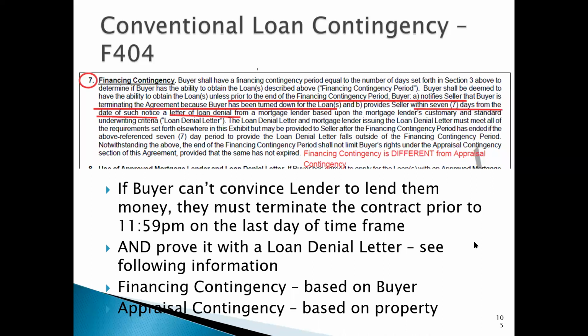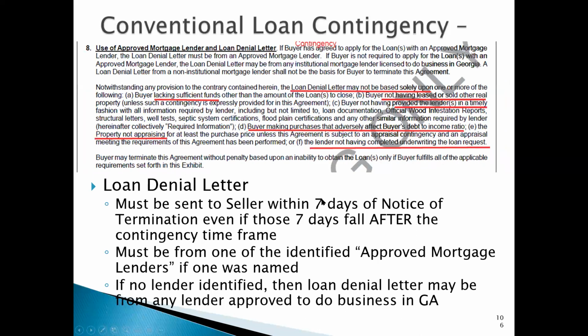How do you show proof? Great question. Here's the next. Let's go to the instructions. So here's the loan denial letter. So the proof is the loan denial letter. This is the proof. The proof is you must get a loan denial letter. It must be sent to the seller within 7 days after the notice of termination.